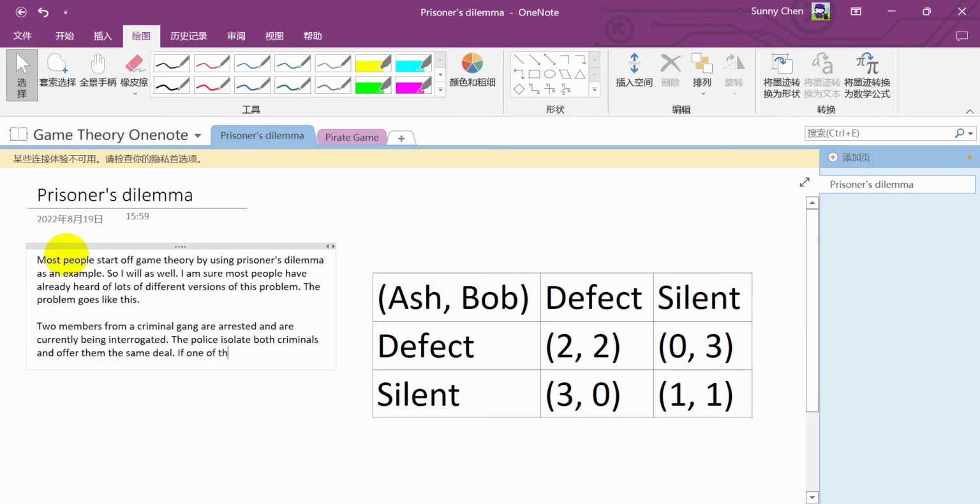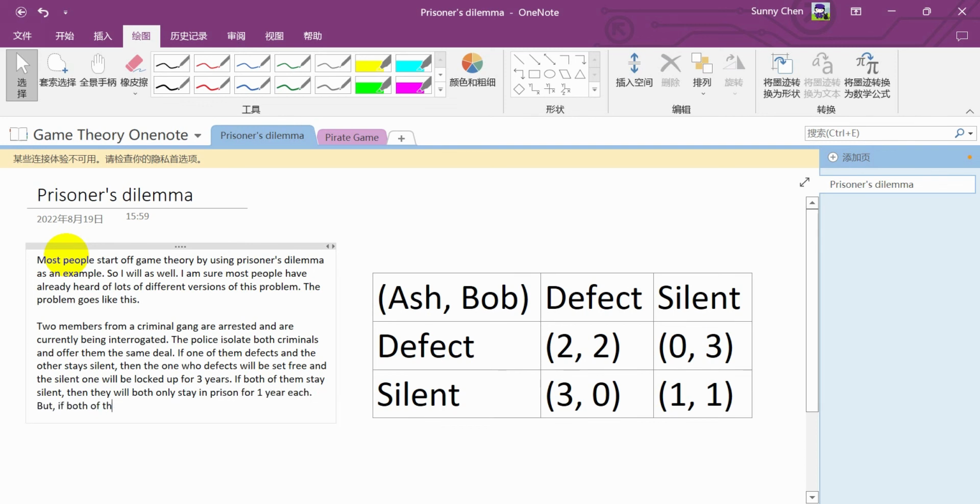If one of them defects and the other stays silent, then the one who defects will be set free and the silent one will be locked up for 3 years. If both of them stay silent, then they will both only stay in prison for 1 year each. But if both of them defect, they will both spend 2 years in prison, as seen in this chart here that I made.